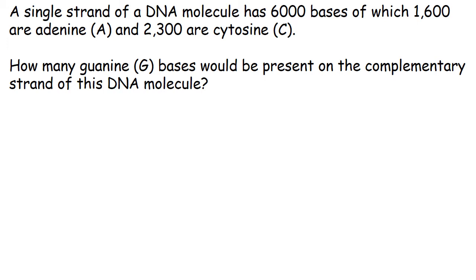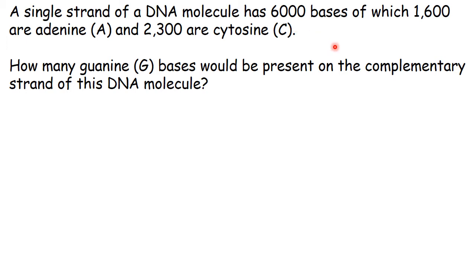of this DNA molecule. So it's important when you're reading through this question that you recognize a few things. The question originally talks about a single strand of a DNA molecule. You should know that DNA is a double-stranded molecule, so it's made up of two strands. This is telling us about one of these strands. So one of these strands has 6,000 bases. If one of the strands has 6,000 bases, the other strand also has to have 6,000 bases because the bases link up in pairs. You should know A links up to T and C links up to G.